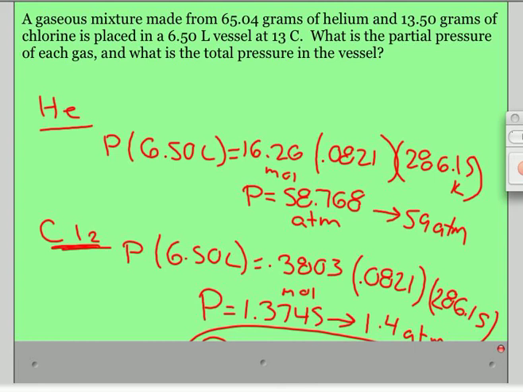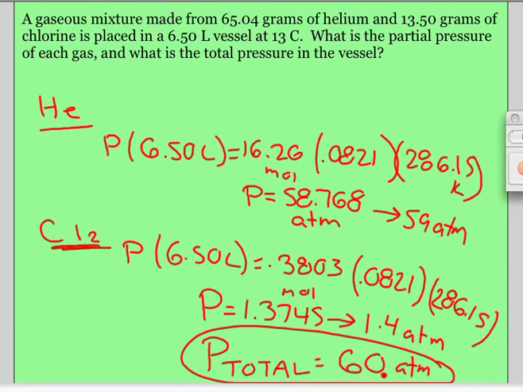So helium's partial pressure is 59 atmospheres. Chlorine's partial pressure is 1.4 atmospheres. And then when we look at the total pressure overall, we add them up, and with sig figs, it's 60 atmospheres.